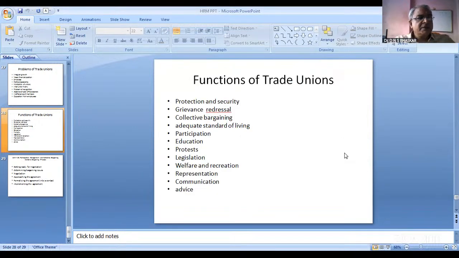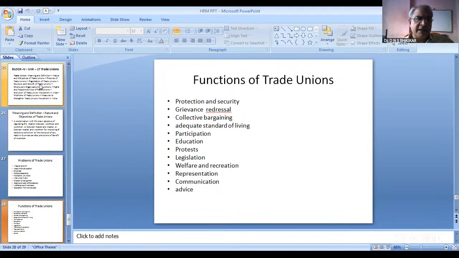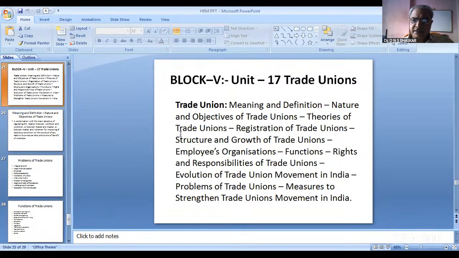Next. So these are the various important rights and responsibilities of the trade union. So these are about the trade union aspect. Let us briefly summarize and go to the next one. Trade unionism: the nature and objectives of trade unions, the functions of trade unions, the rights and responsibilities of trade unions, and all these aspects are very important.